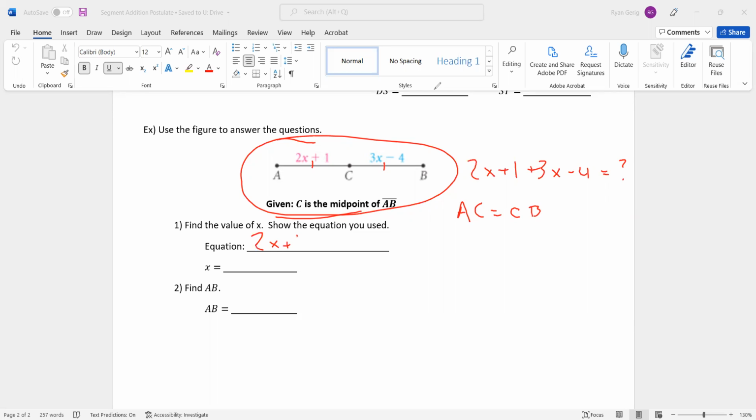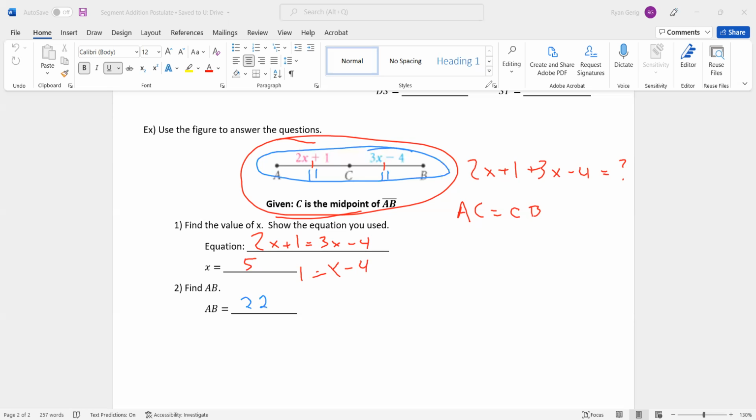2x plus 1 equals 3x minus 4. Subtract 2x, I get x minus 4 equals 1. Add 4, I get x equals 5. Now, find AB. Here's what a lot of people are going to say. They're going to plug it in and get 11. AB is not 11, though. Okay? Because I said AB. So that's the whole thing. This is 11, right? 2 times 5 plus 1, so 10 plus 1 is 11. 3 times 5 is 15 minus 4 is 11. So the whole thing is 11 plus 11, or 22.